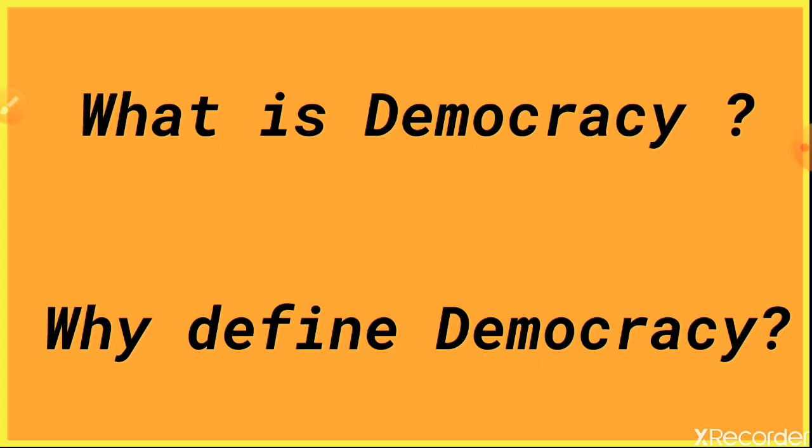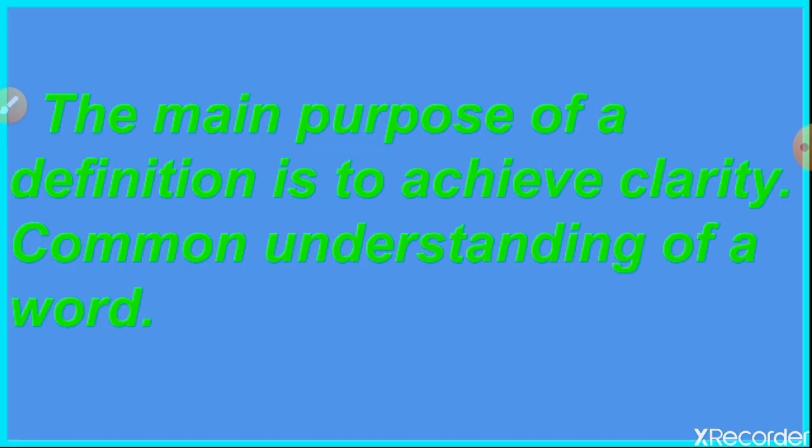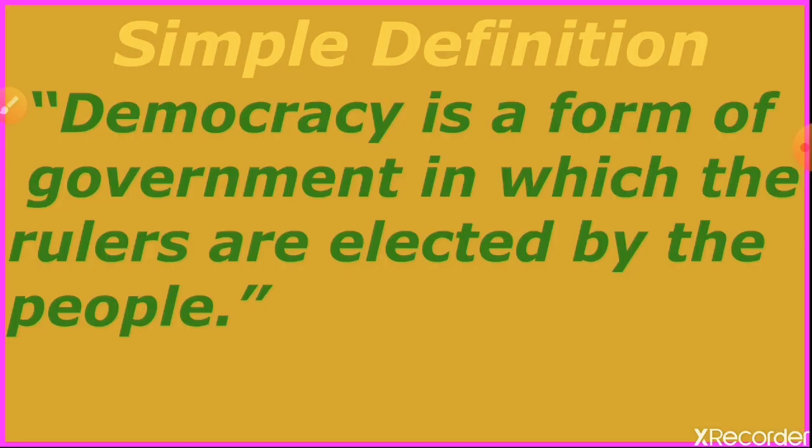That's why we want a simple definition of democracy. So this is the simple definition of democracy. Democracy is a form of government. First thing, it is a form of government in which the rulers are elected by the people. This is the simple definition in your chapter first. So you know about democracy.